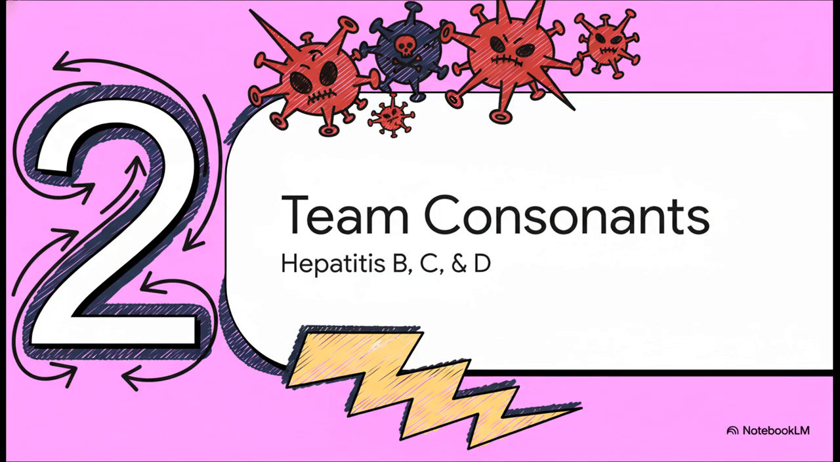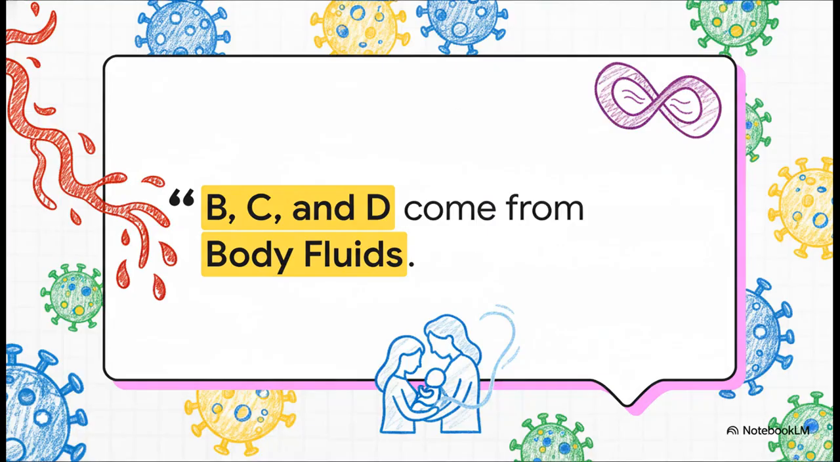All right, let's switch gears and move on to our second group, Team Consonants. This is hepatitis B, C, and D. Now let me tell you, this team plays by a completely different and often much more dangerous set of rules. And just like the vowels, the consonants have their own killer memory hook. B, C, and D come from body fluids. These guys are not spread by contaminated food. Nope. They are transmitted through blood, through sexual contact, and from a mother to her baby during birth. This is a really critical distinction to make.